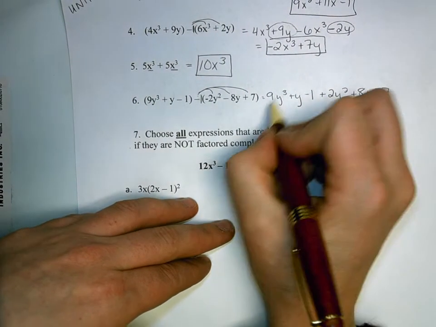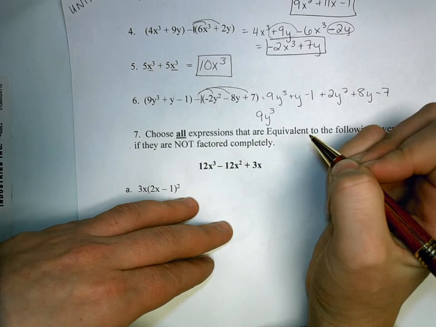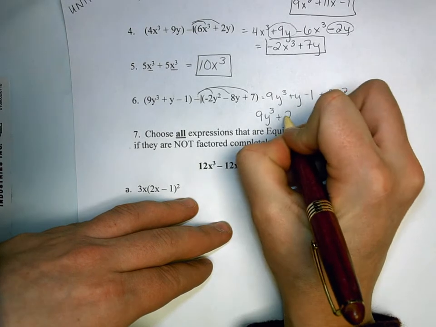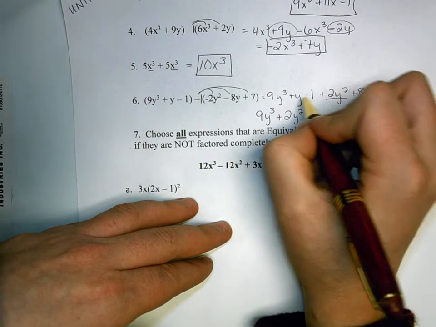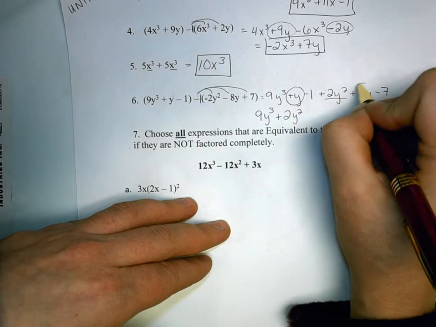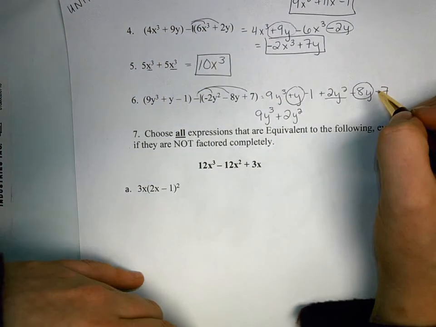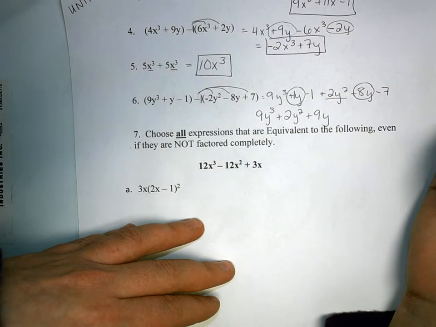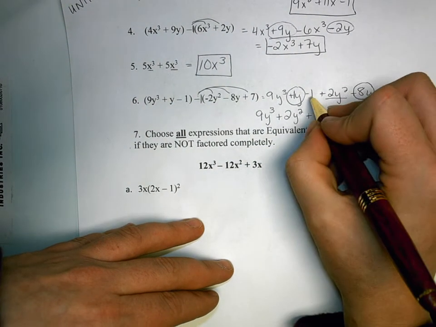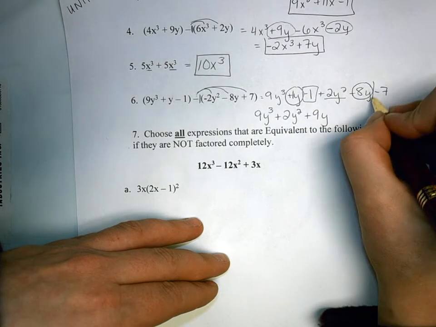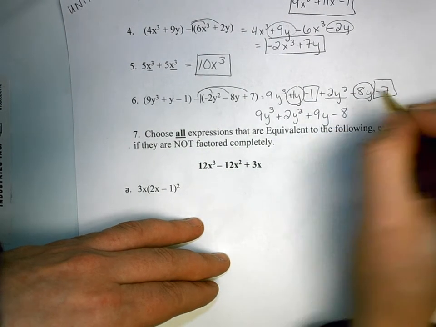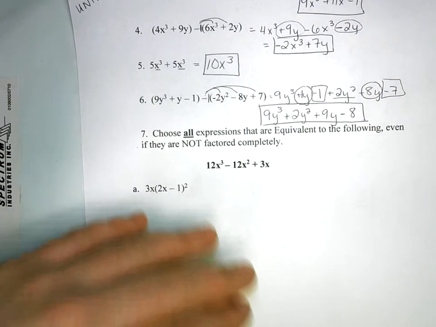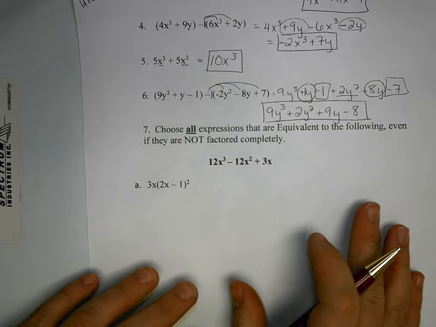Then I can combine my like terms. I only have one y cubed term, which is 9y cubed. I only have one y squared term, which is 2y squared. And then I can find some like terms of my positive y and my positive 8y. So this is like having 1y, so that would give me 9y, because 1 plus 8 is 9. And -1 minus 7 is a -8. So my final answer has 4 terms in this one: 9y cubed plus 2y squared plus 9y minus 8.